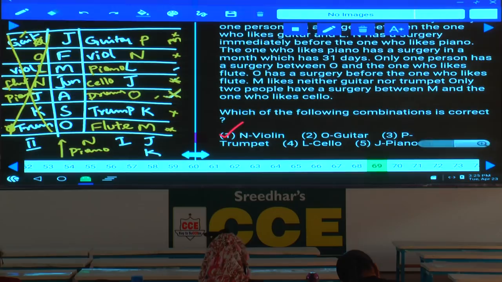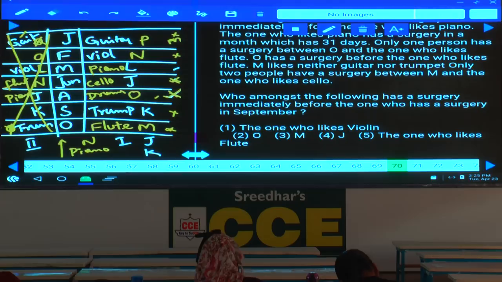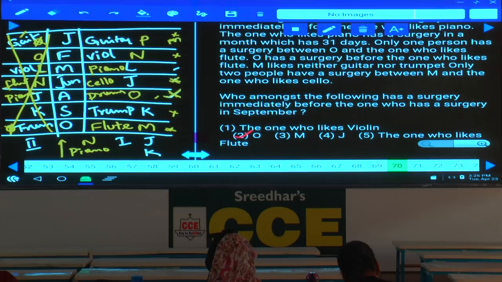Then question number 70. Who among the following has a surgery immediately before the one who has a surgery in September? Immediately before the one who has a surgery in September, August, isn't it? That is drums and O, that is choice 2. Question number 70, it is choice 2.